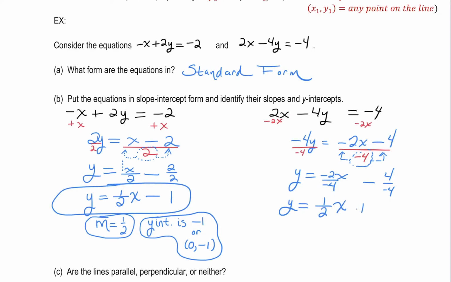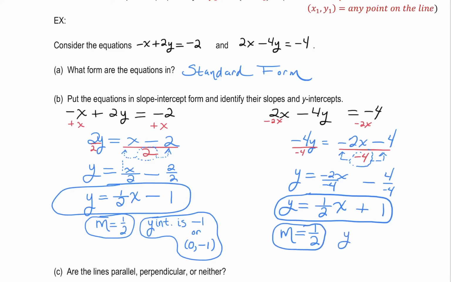And the 2/4 does reduce to 1/2. And in the second term, we do want to see the negative over negative is positive. And of course, that just reduces to 1. So the slope of this line is also 1/2, the coefficient of the x. And the y-intercept of this line is +1, or again, as I like to see them, an ordered pair (0, 1).